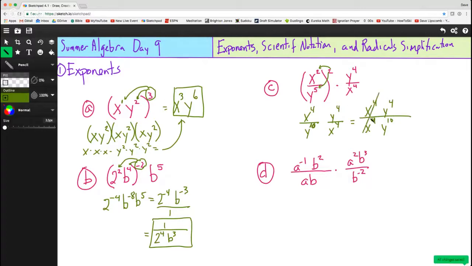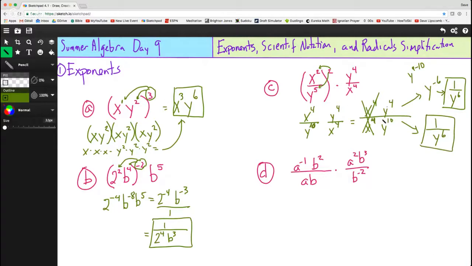Well, these guys cancel, and so now we get y to the 4th over y to the 10th. Now look, there's 2 ways we can look at this. One, we can just say, well, that's y to the 4 minus 10. That's y to the negative 6, and then that becomes 1 over y to the 6th. That's one way you can do it. The other way you can do this one is you can say, well, there's 10 y's on the bottom and 4 y's on the top, so I just know that if I cancel, I could say that's 1 over y to the 6th. I could go straight there if I wanted to.